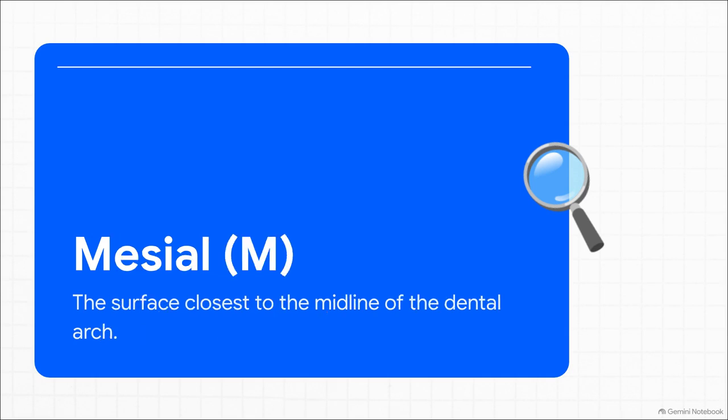Ready? First up is mesial, which is abbreviated as M. The mesial surface of any tooth is the side that physically points toward or is closest to that center midline anchor.